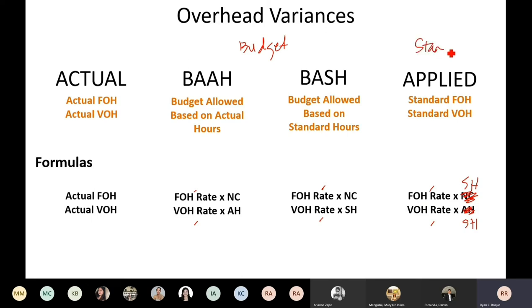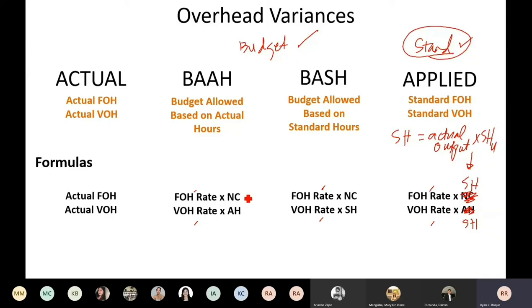Ito ay standard. Sabi natin, budget is more on total. Standard is more on per unit. Pero pag ang standard na pinag-uusapan, itong standard hours dito, standard hours natin is nakabase sa actual output. Okay? Times natin ang standard hours per unit. Pero yung nandito po is based on the planned level of activity. Ito po yung normal capacity natin.